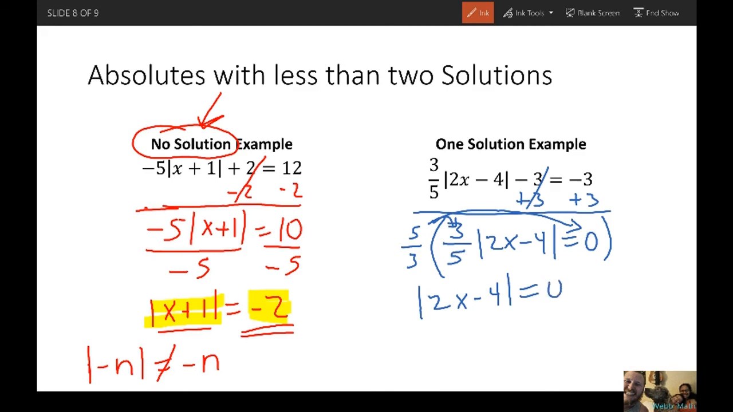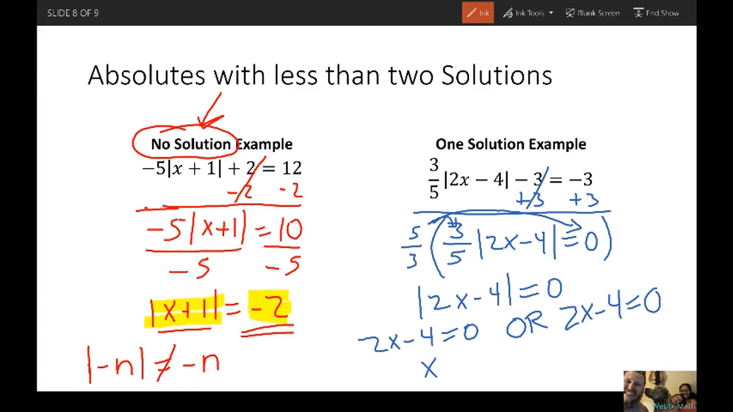0 is an interesting number. And if you were to set up a disjunction, you would notice something. You would notice, well, 2x minus 4 equals 0, or 2x minus 4 equals, who's the opposite of 0? Oh yeah, he doesn't have any opposites because 0 is a beautiful number. Do you guys notice something? Both of the statements in your disjunction are exactly the same. So your answer is going to be exactly the same.